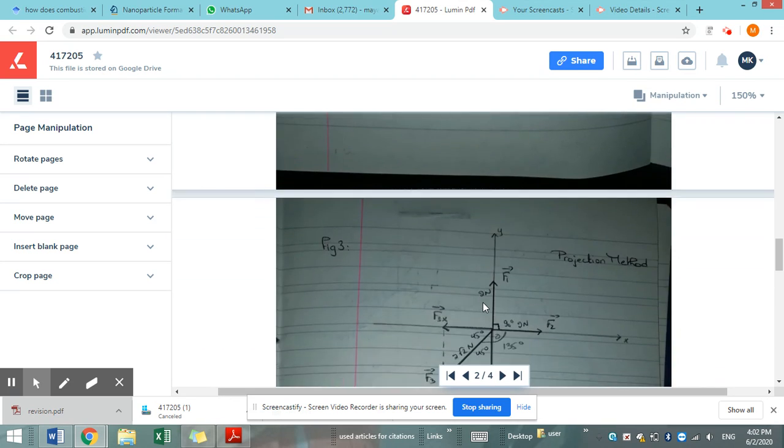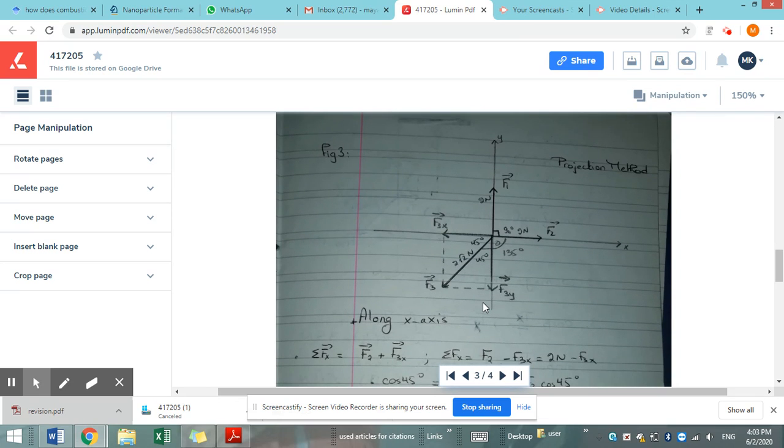Now for figure 3. Figure 3 includes the three forces acting on the same particle, F1, F2 and F3, in which the angle between F1 and F2 is 90 degree and they are perpendicular. One is already along y-axis, and the other is already along x-axis. However, the third one, F3, is oblique. With respect to this frame of reference it has an x component and a y component.